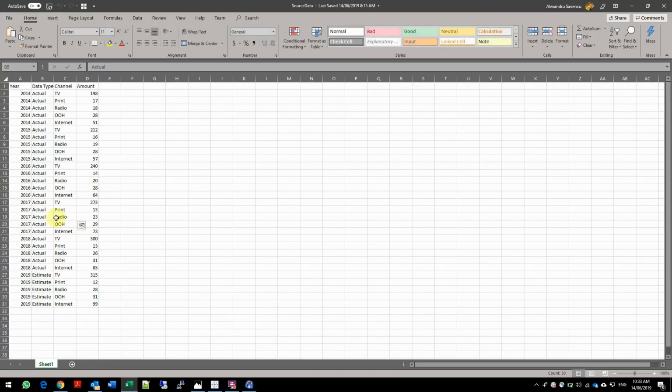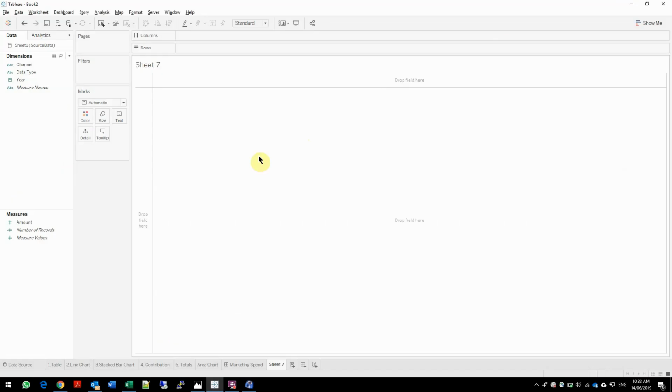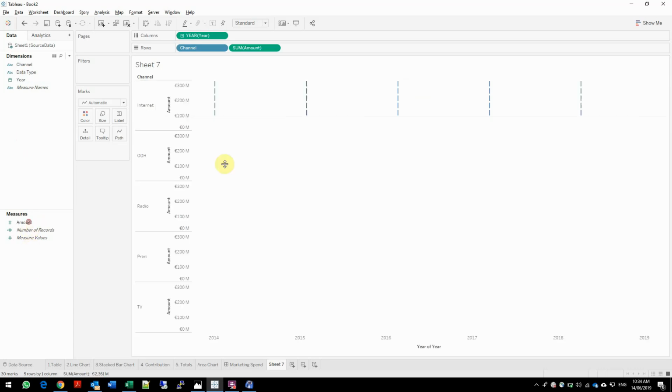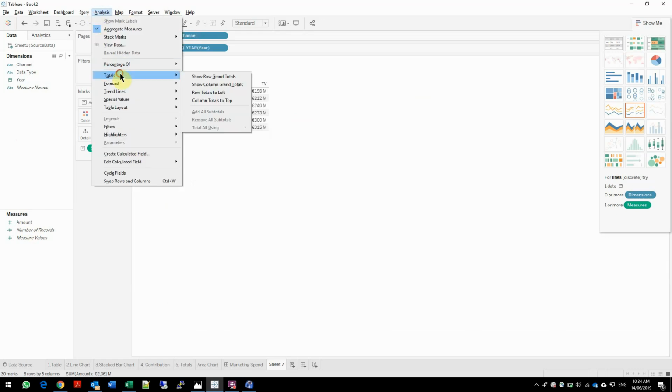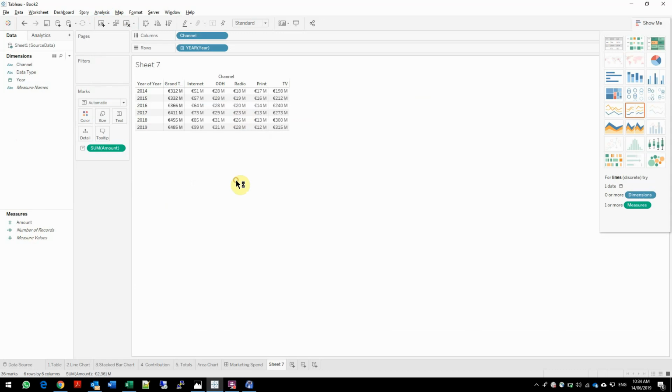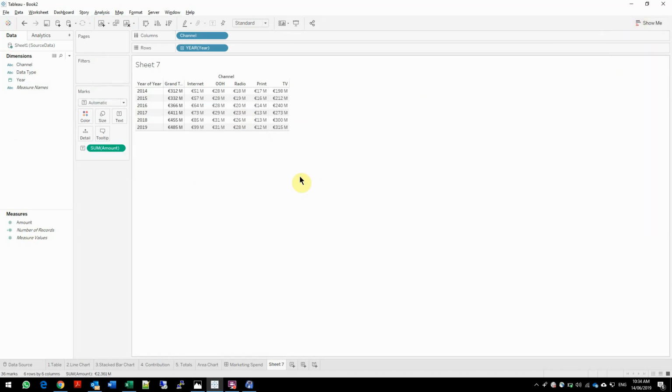So first of all, here is the data. Nothing special, it's just an Excel spreadsheet that's loaded here. First of all, let's reproduce the table that was displayed in the post. So we are almost ready. Row grand totals, we'll put it to the left, and now we already have the table presented in the slide.